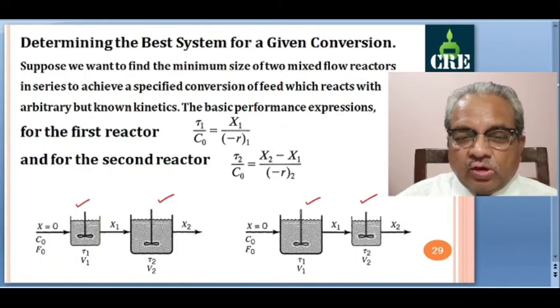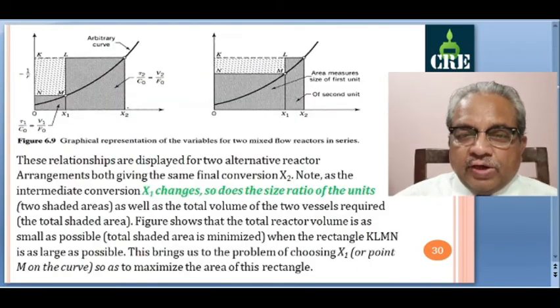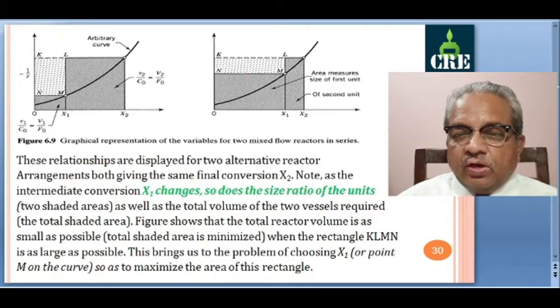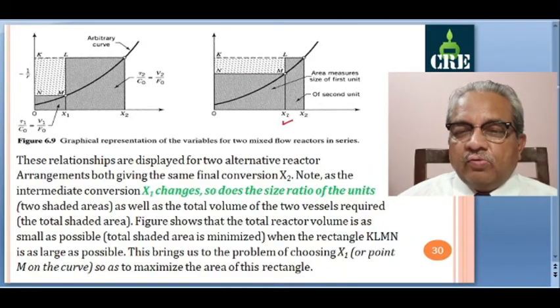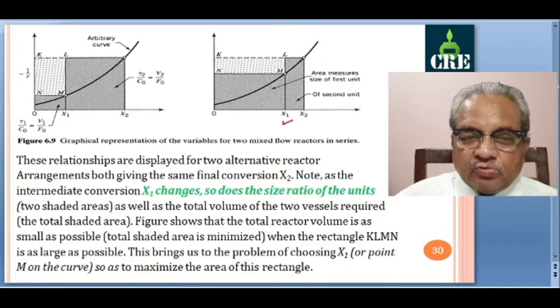So the reactor is smaller, so you can expect a small value of conversion in the first scheme. Whereas in the second scheme, the larger reactor is first, so you can expect a larger value of conversion x1 and then x2. Same x2, same duty, same final conversion. Two different cases: in one the smaller comes first.